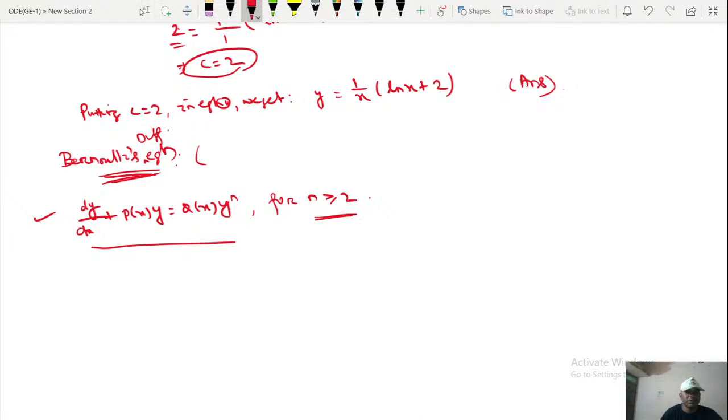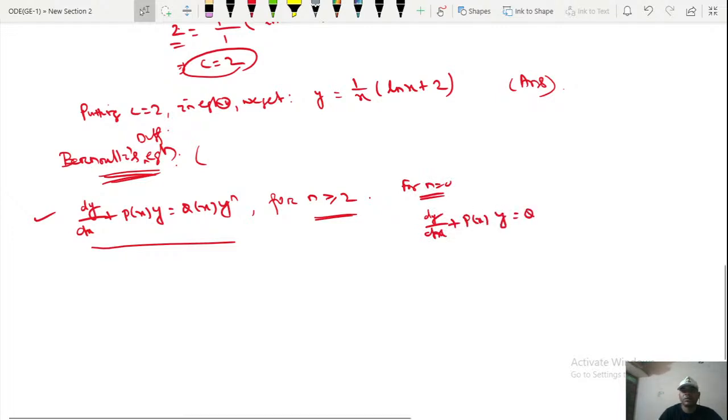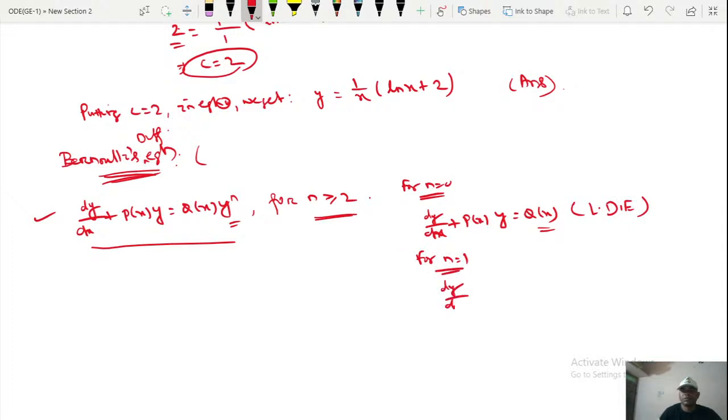You know, if n is equal to 0, then what is this one? dy by dx plus p of x into y equals q of x, y to the power 0 means 1, and this is q of x, that means this is a linear differential equation. For n equal to 1, this is dy by dx plus p of x into y equals q of x into y, because y to the power n means y to the power 1 for n equal to 1.